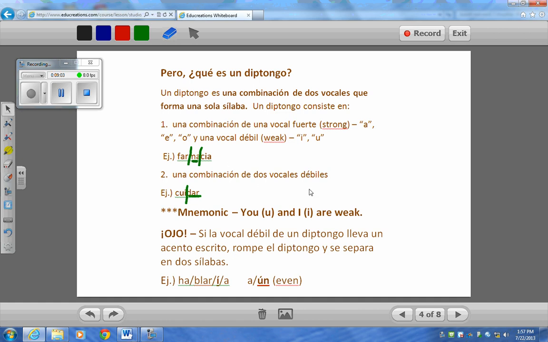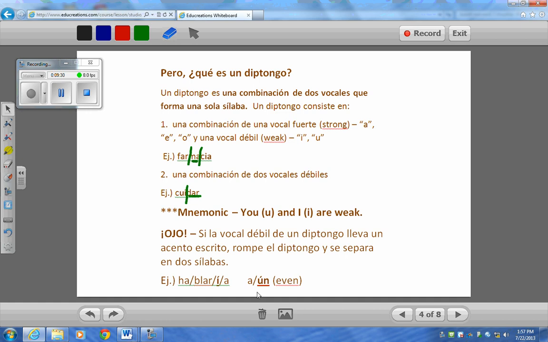If the I or the U of a diphthong has an accent, then it's going to separate it into two syllables. Se separa en dos sílabas. For example, with our conditional here, hablaría. If this did not have an accent, the I and the A would be together, and this word would be pronounced hablaría on the second to last syllable. An accent on a weak vowel, an I or U, breaks the diphthong and gives you two separate syllables.